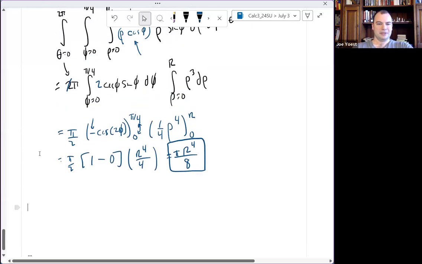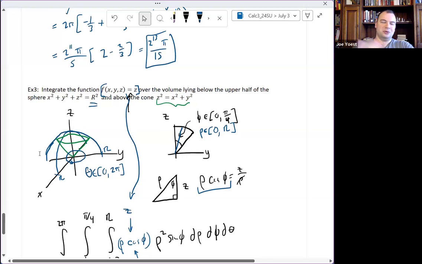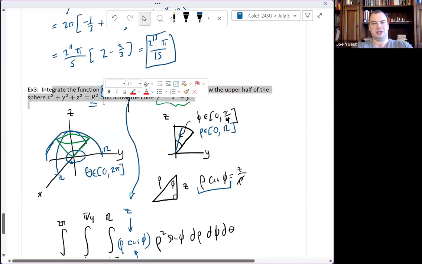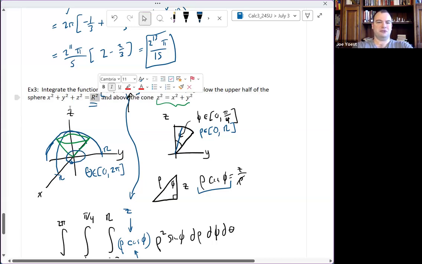Yeah. So for this problem, don't read more into it than it's just an example. You wouldn't necessarily solve for big R or something like that. We're just saying for a general sphere of radius big R.